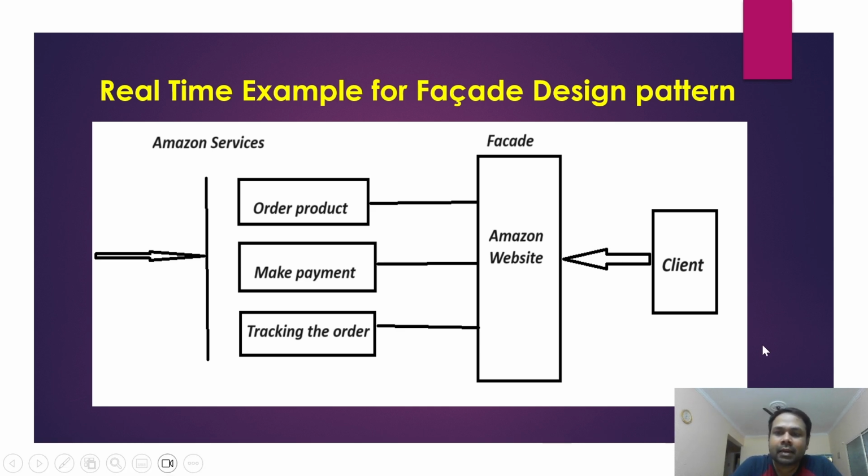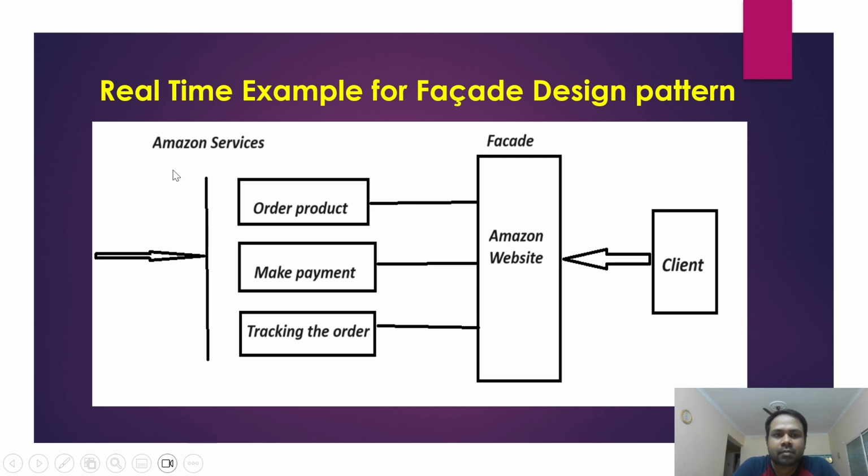By looking at the website, the client will come to know all these things and can access all these services. The client doesn't know, and need not know, what is happening inside, the internal structure, how it is providing the service, what is the code inside, nothing. This Amazon website, I'm going to call it a facade. It is a front wall to the client. Using this, the client will interact and use the services.